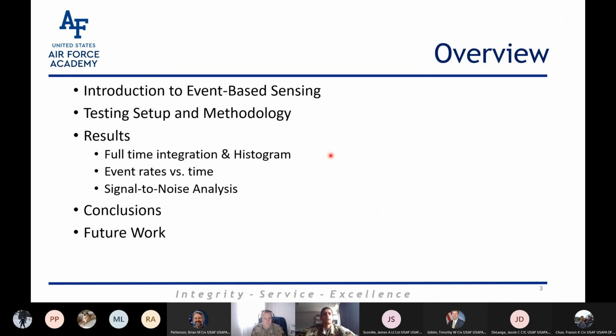This is the overview of what I'm going to talk to you about. I'm going to first introduce what exactly event-based sensing is. I'm going to talk you through our testing setup and methodology, then work through results, conclusions, and then our future work, what we want to do from here.